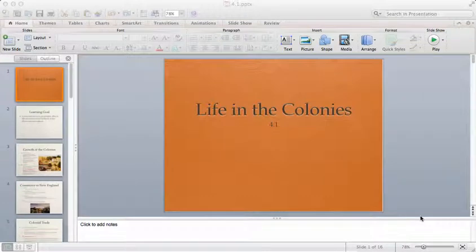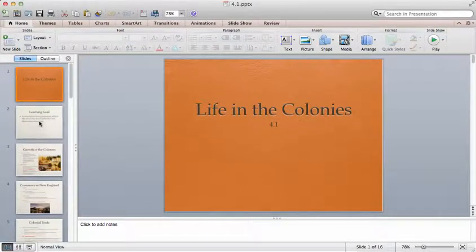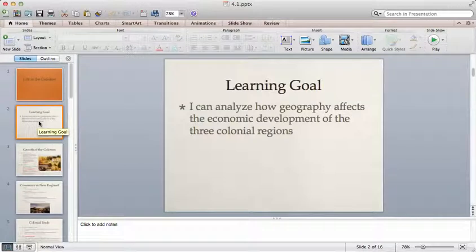Okay, today's lesson is section 4.1, Life in the Colonies. The learning goal is I can analyze how geography affects the economic development of 3 colonial regions. Okay, so for review, geography has to do with the type of land that is prevalent in each of these 3 regions we're going to talk about. And when we talk about economic development, we mean how did the people in these different regions make money and survive.